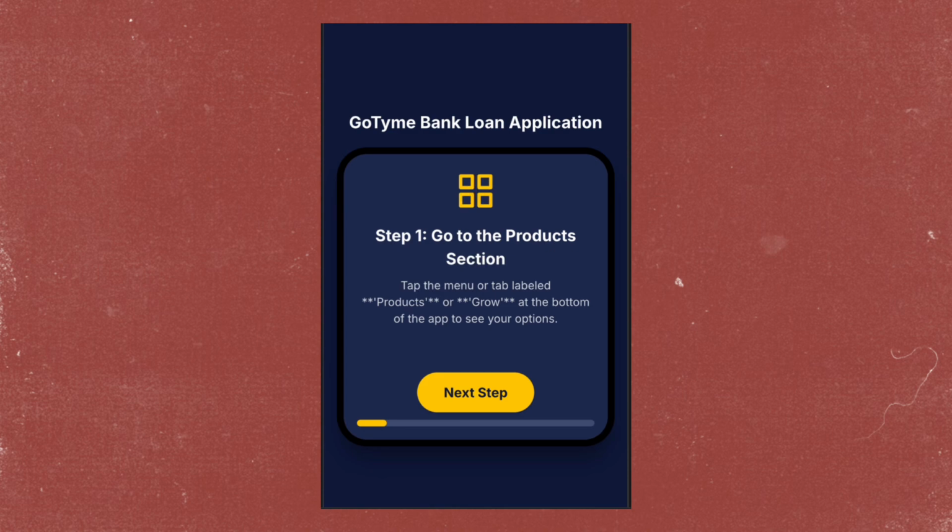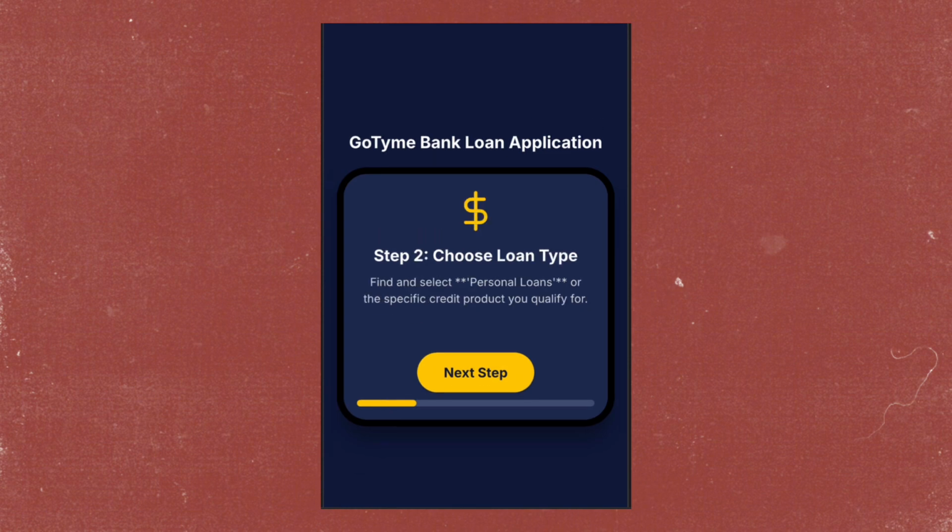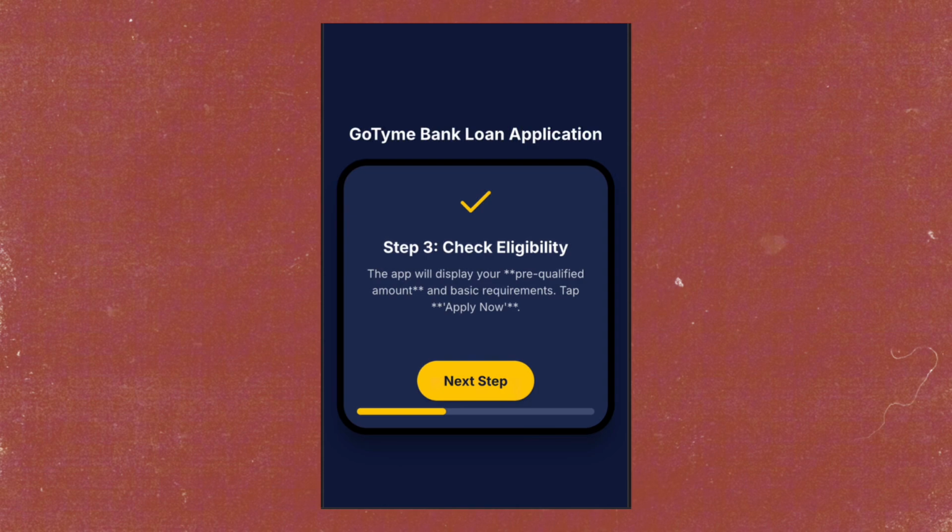So tap the menu tab labeled products or grow at the bottom of the application to see your options. So from there, you have to choose loan type. So find and select personal loans or the specific credit product that you qualify for.